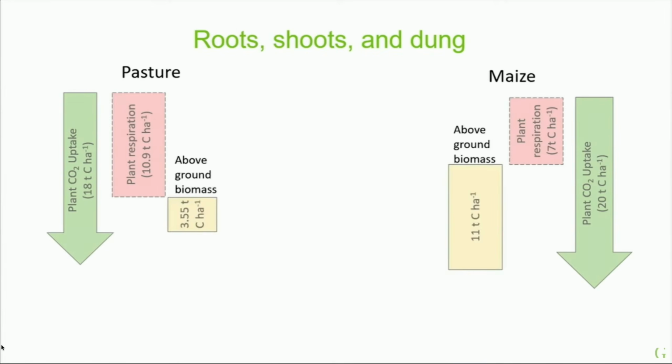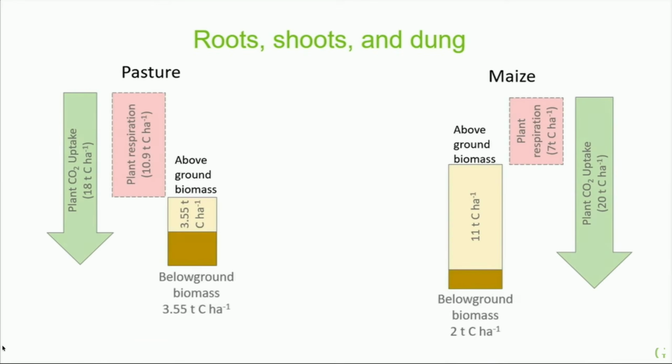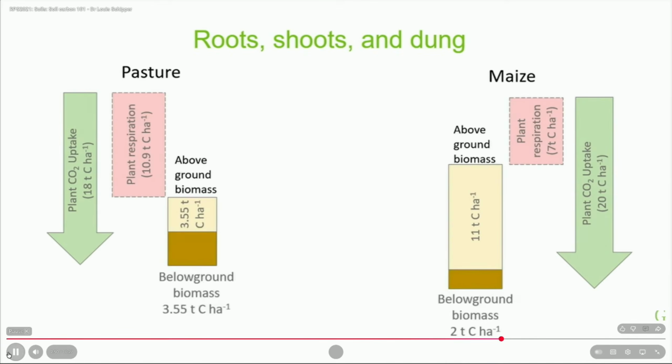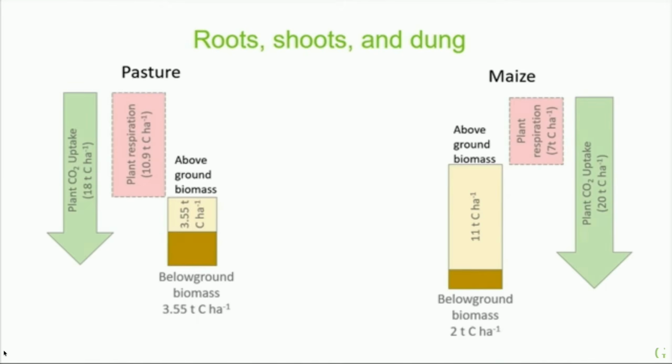And that is why you are getting these really large amounts of above ground biomass in the maize relative to the pasture, right? Because it's not respiring as much. The kicker, though, is that the pasture is putting more below ground into the roots than the maize is. And so now you've got less carbon that can feed into the soil carbon and be stabilised.